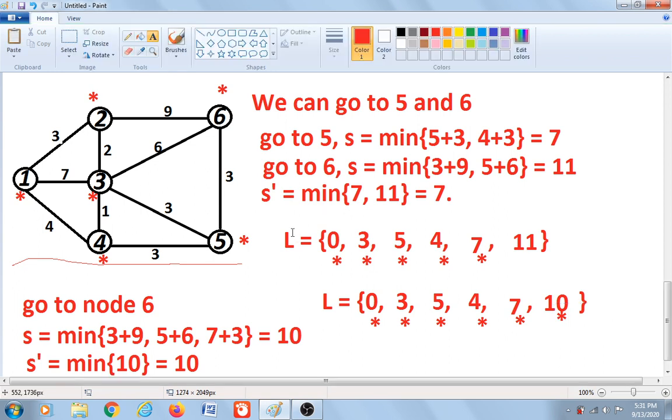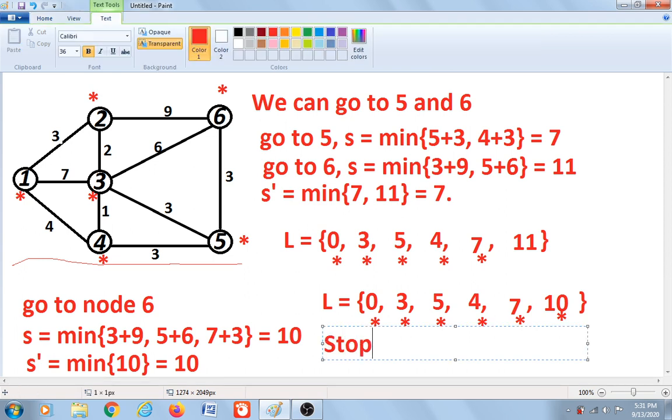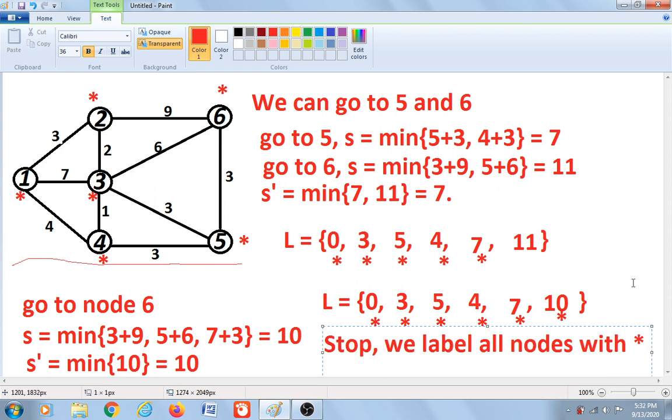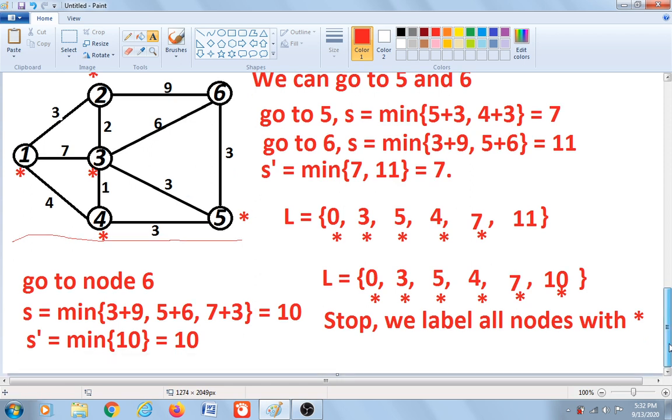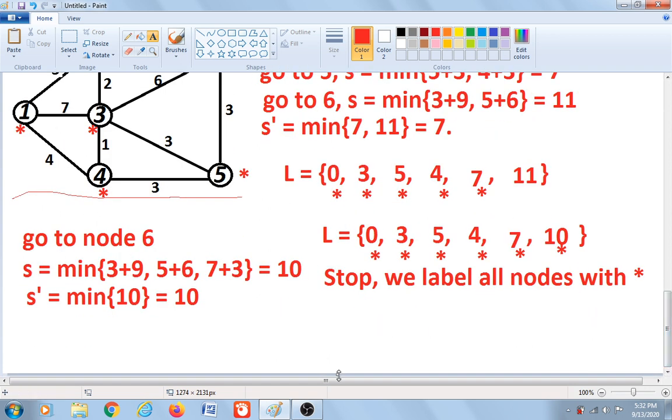Now here we stop. We label all nodes with a star. So now the last thing that we need to do is to determine the route. We are not done yet, because we need to determine the distance or the route.